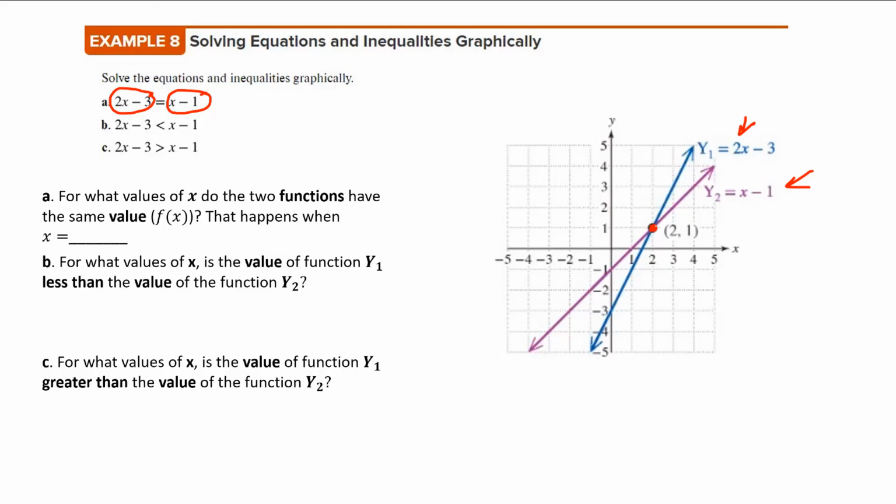So I graph these 2 lines, and I show where they have the same value, and that happens right here where they cross. That's when they have the same value. Remember, when I'm talking about the value of the function, I'm talking about the y coordinate. Part A, these 2 functions have the same value when x is 2.